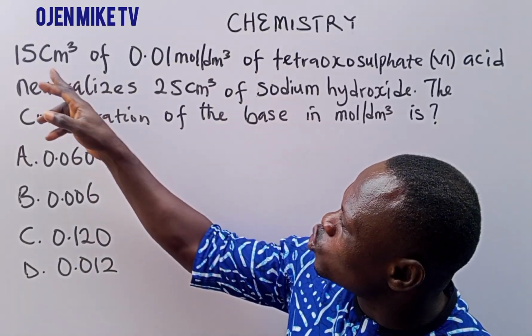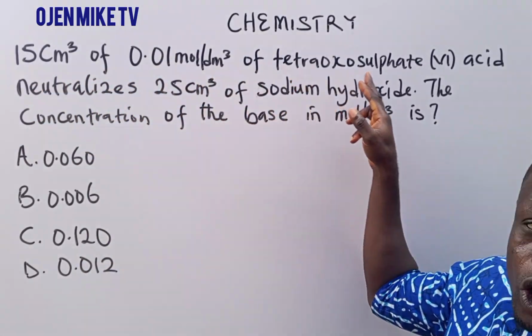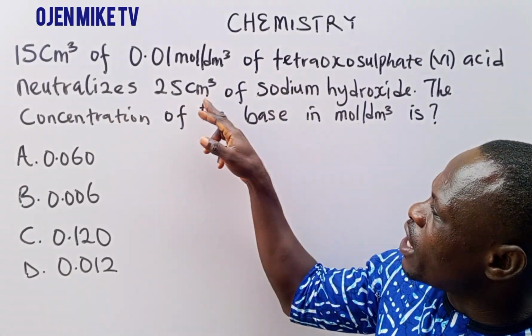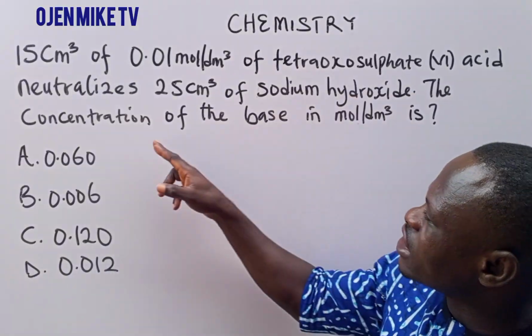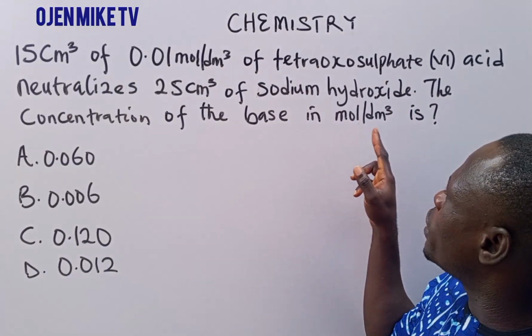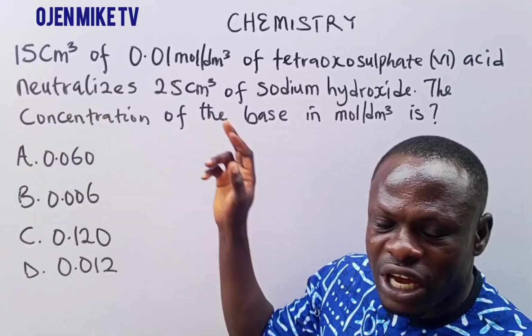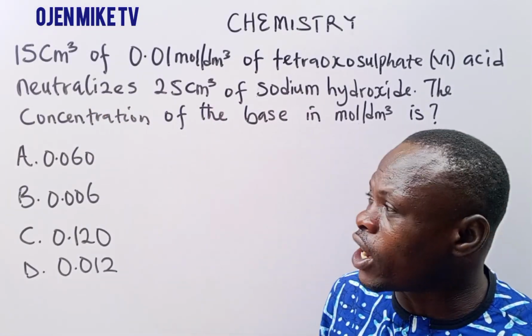This question asks: 25 cm³ of 0.01 moles per dm³ of tetraoxosulfacic acid neutralizes 25 cm³ of sodium hydroxide, which is a base. The concentration of the base in moles per dm³ is what? Anytime you see "neutralize" like this, it means it's coming from a neutralization reaction, that is titration. All right.